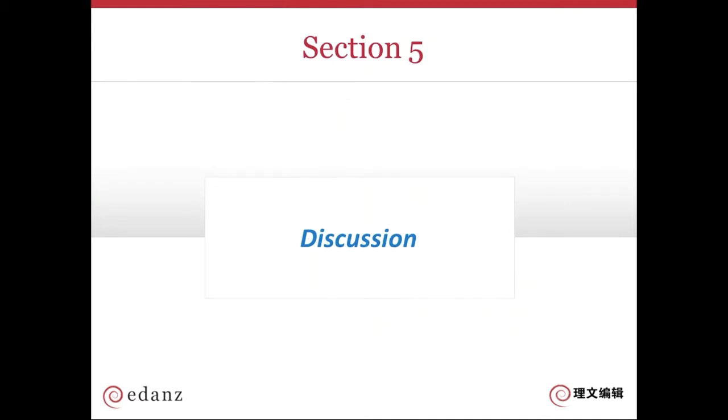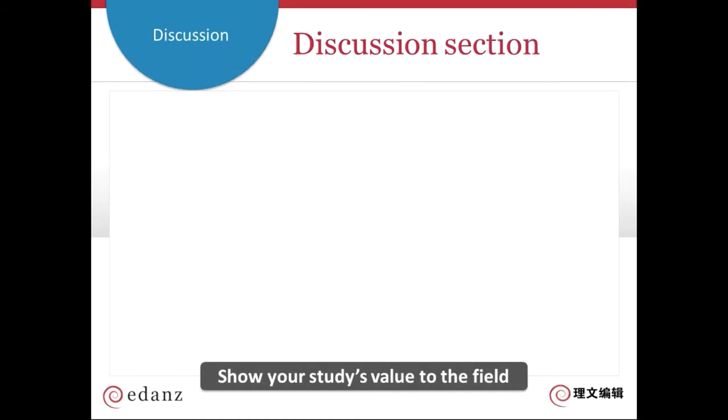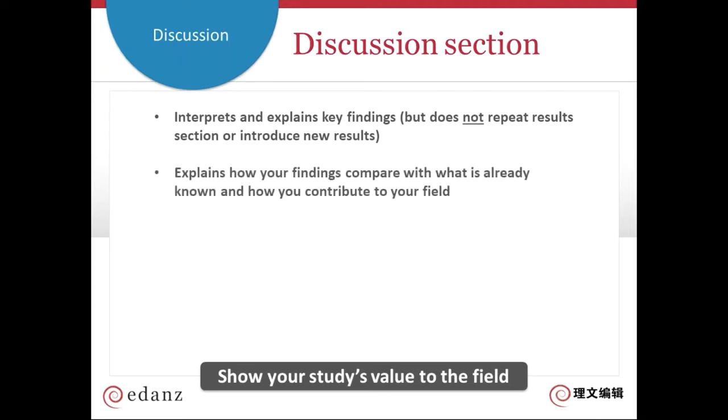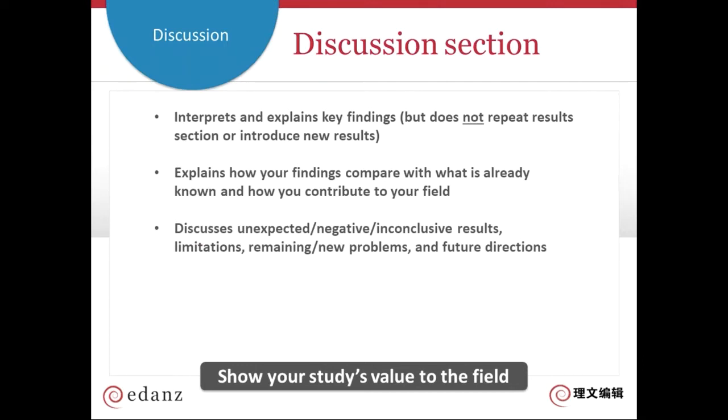Finally, the discussion section explains how your study contributes to the field. This section interprets and explains results without repeating any text. Here, you compare your results with what is already known and what you add to the field. You need to mention all your findings, not just positive ones, as well as limitations, new problems, and future research directions.